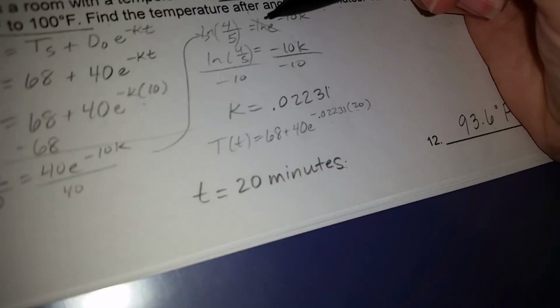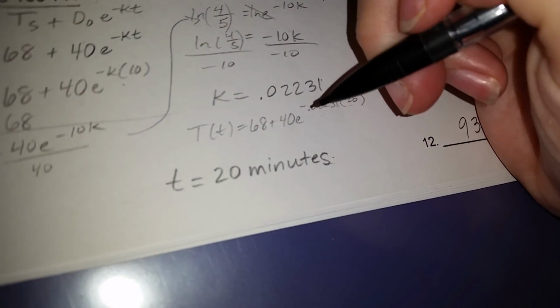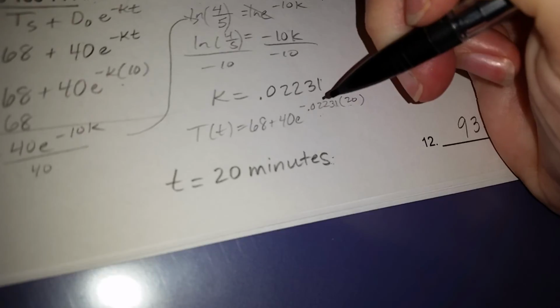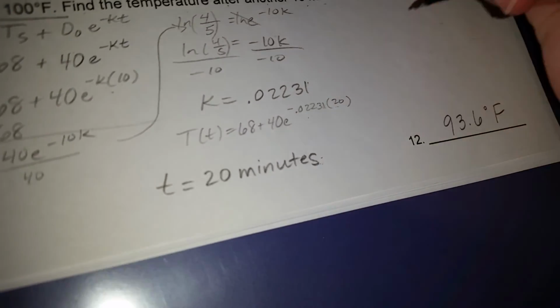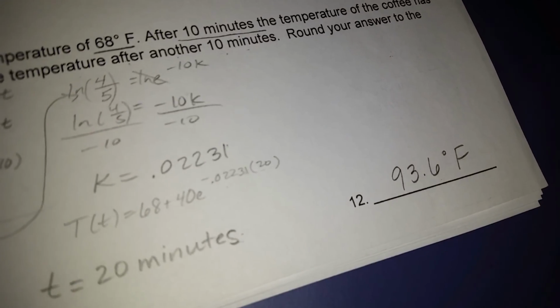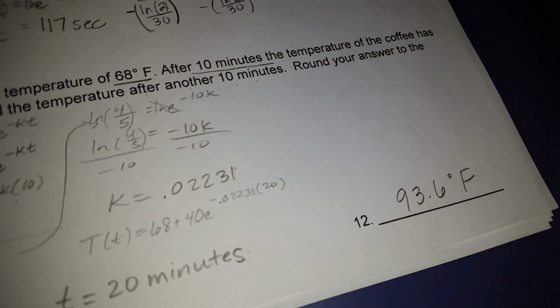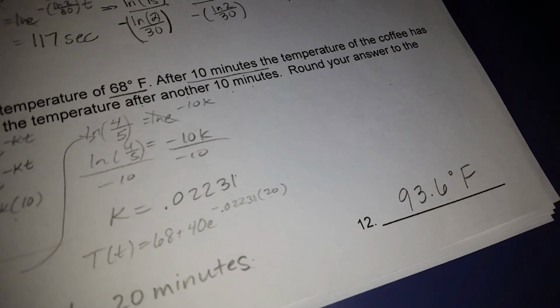So once you do 68 plus 40 times e to the negative 0.02231 times 20, if we round our answer to the nearest tenth, we're going to get 93.6 degrees Fahrenheit. All right, good job.